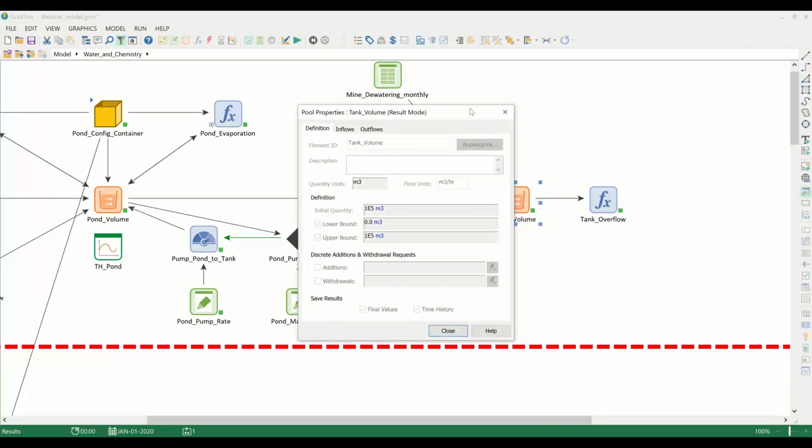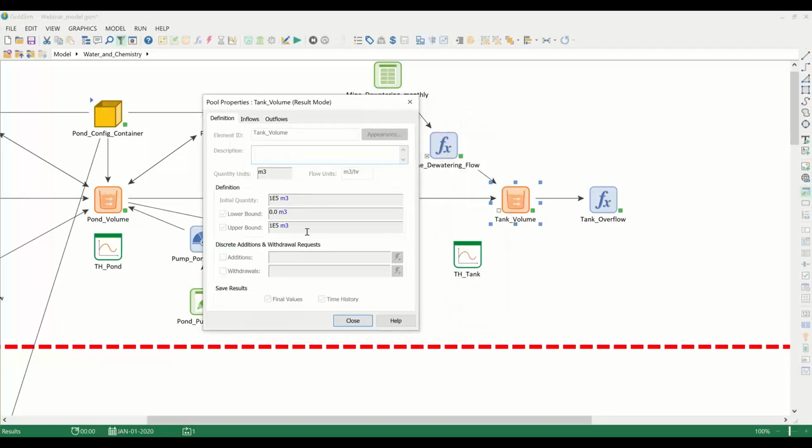And this tank, it's really just sort of a static reservoir. I set the initial and the upper bound to be the same, so that whatever goes into the tank overflows out of the tank, and then basically exits our system as it's set up here.